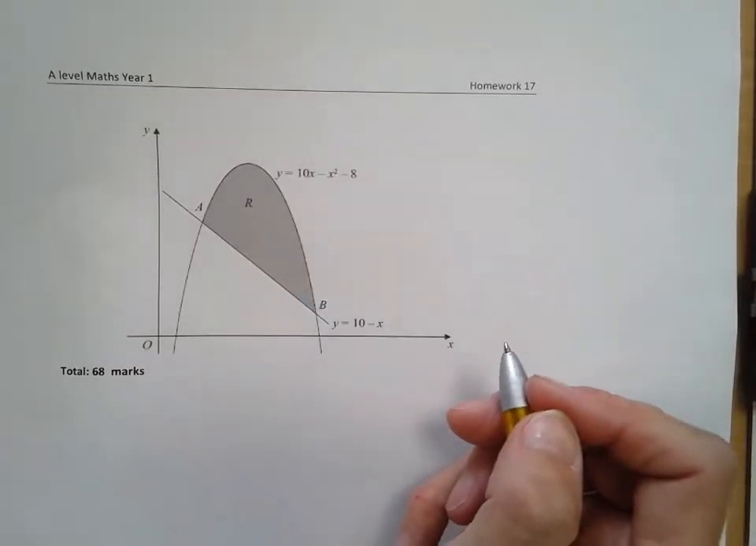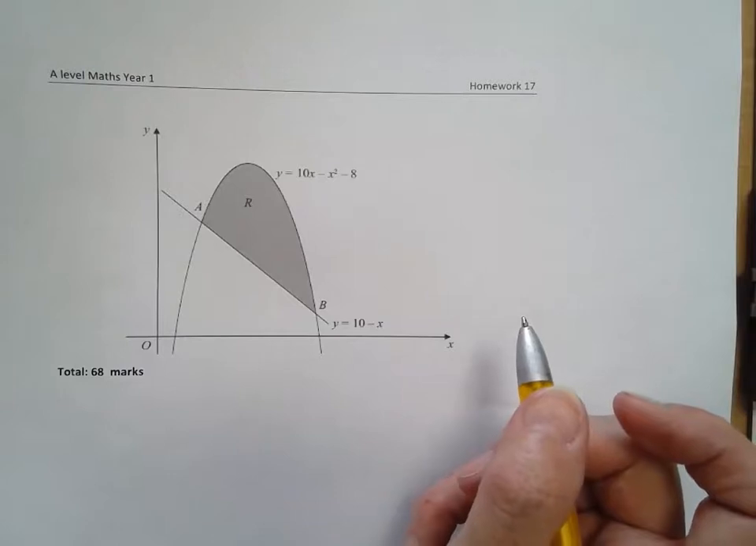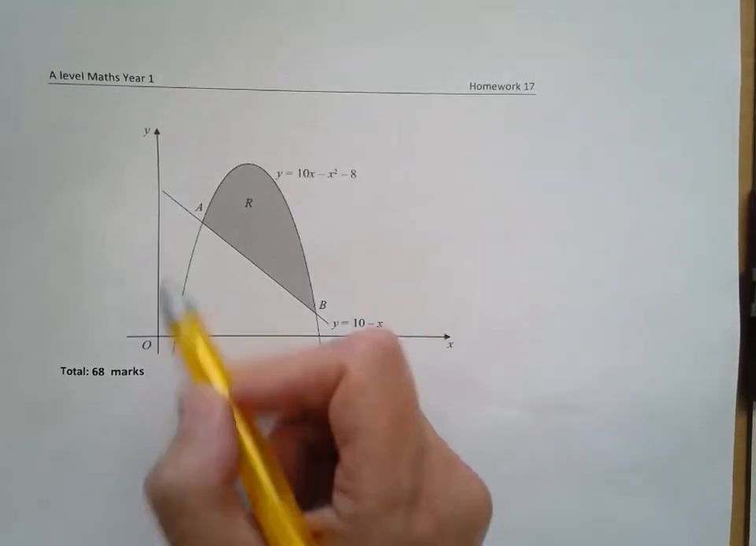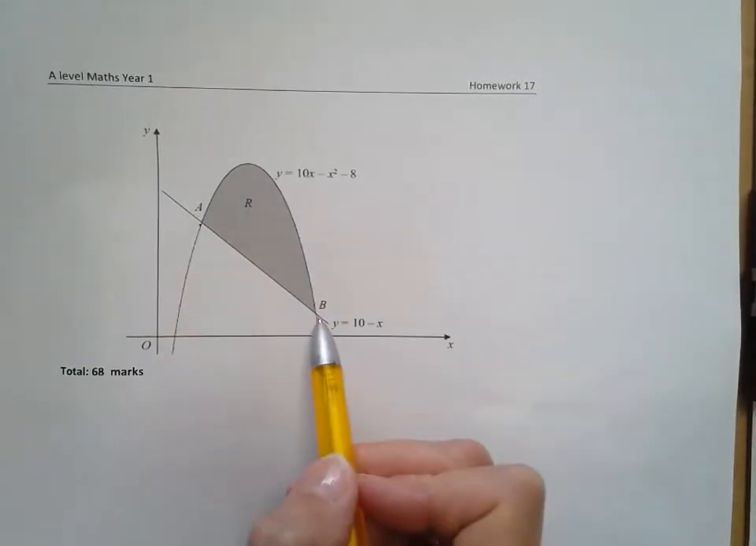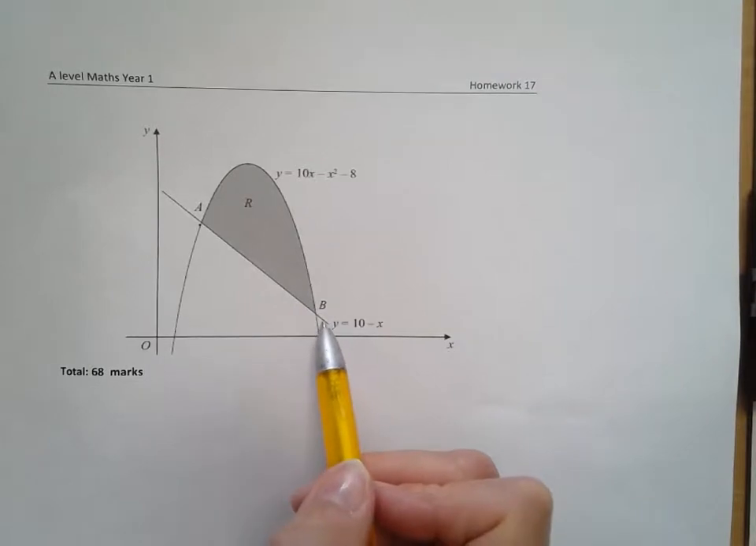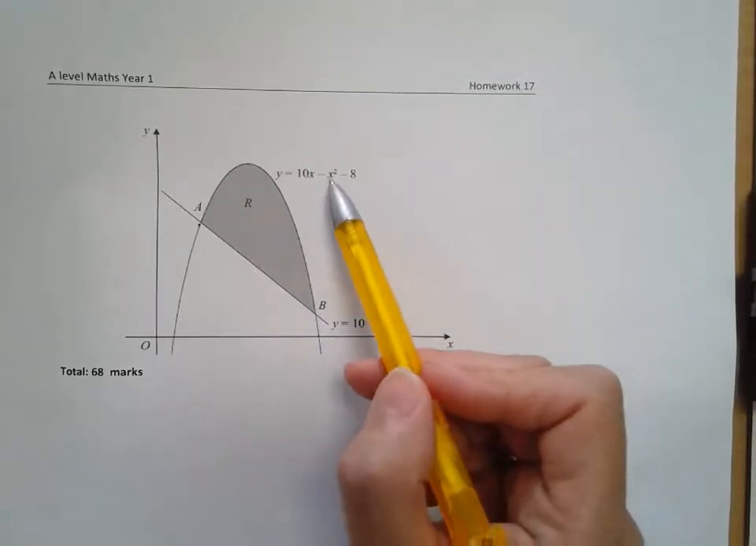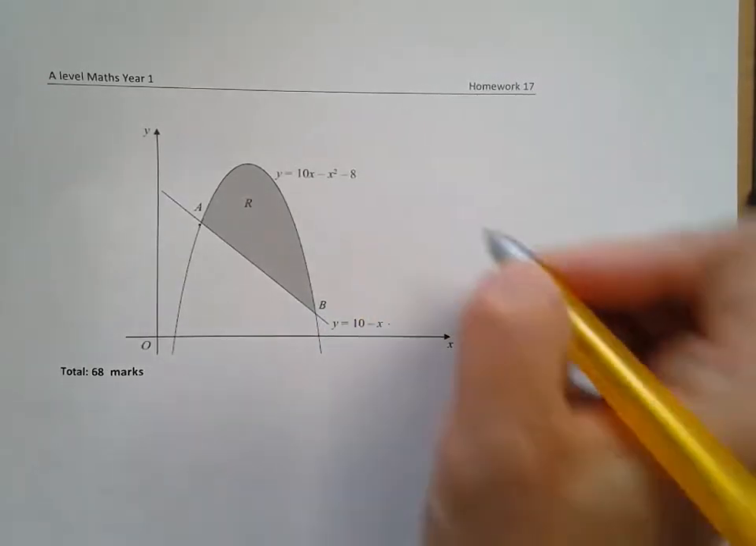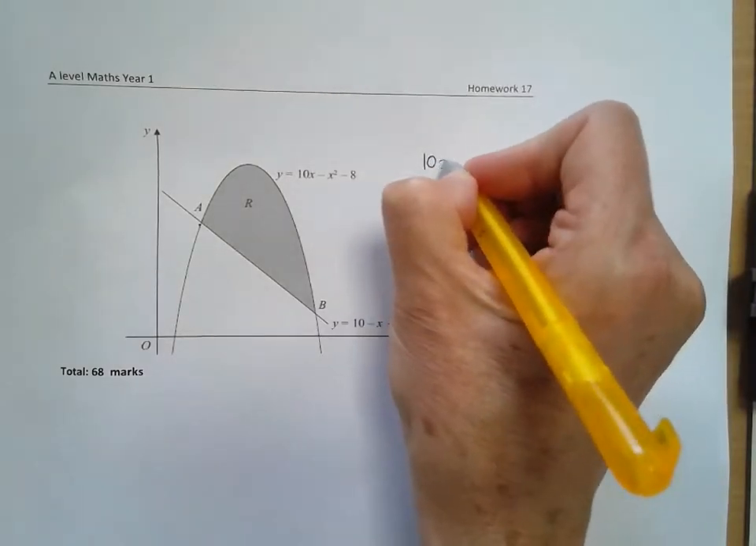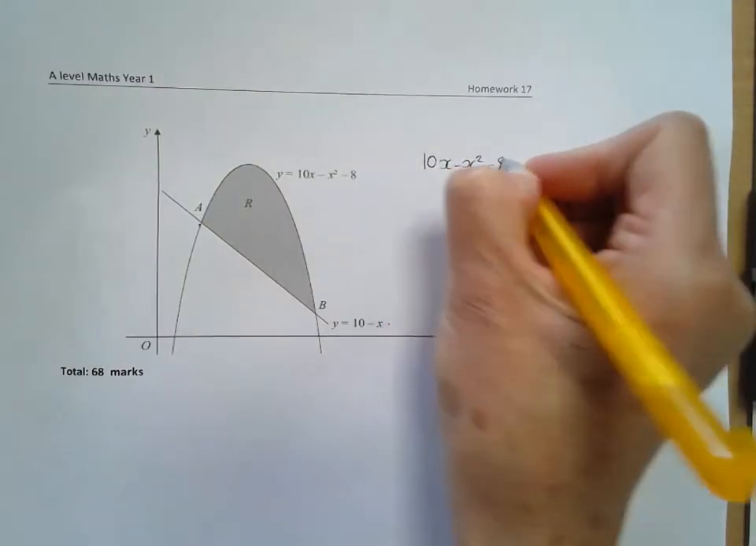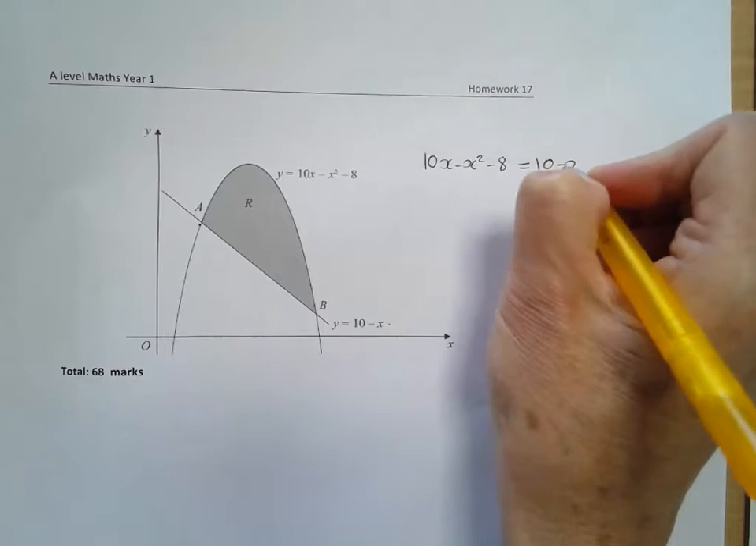Going on, looking at question 10 now, and I've got this picture in front of me, and I notice that I've got two functions and two points of intersection, A and B. I know that to find those two points I'm going to solve these two equations simultaneously. So I'm going to make 10x minus x squared minus 8 equal to 10 minus x.